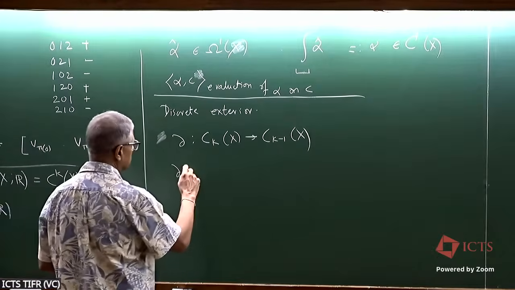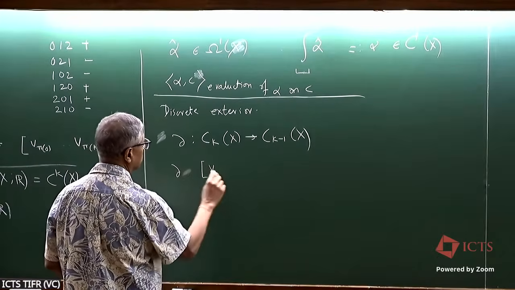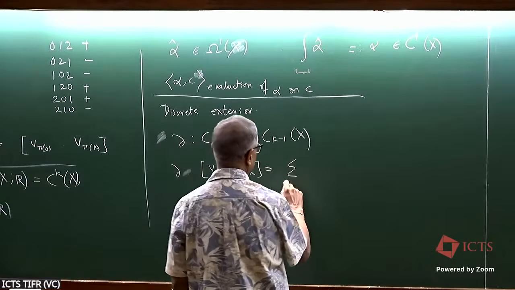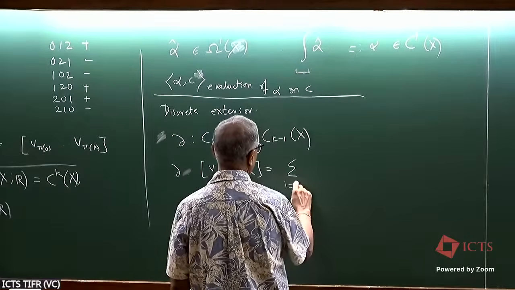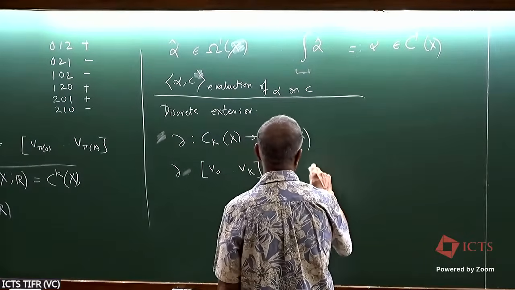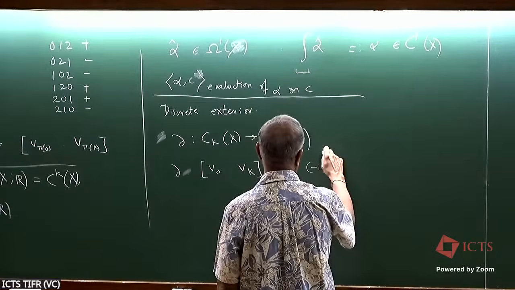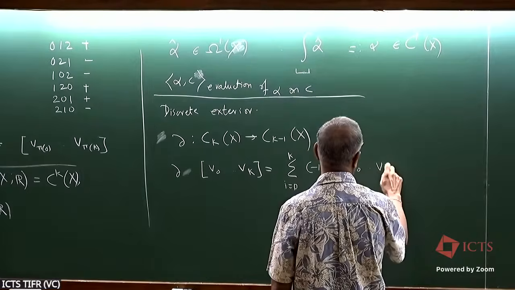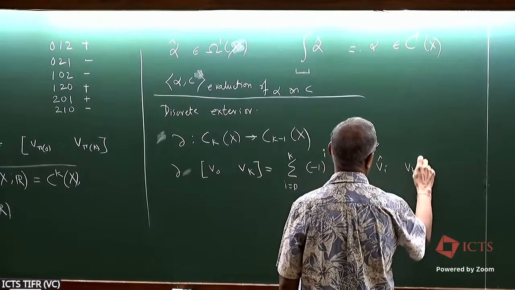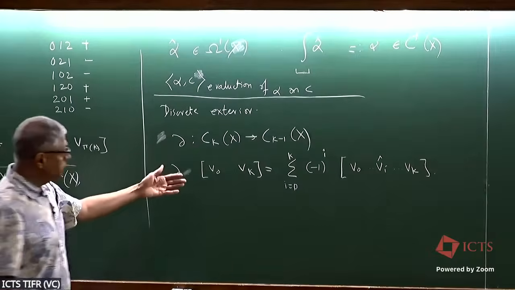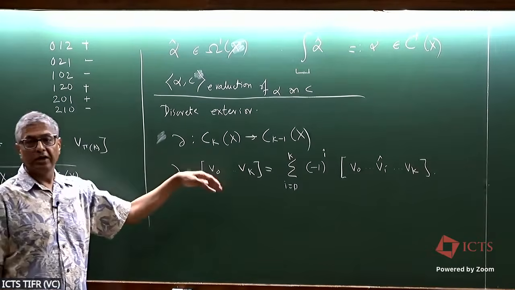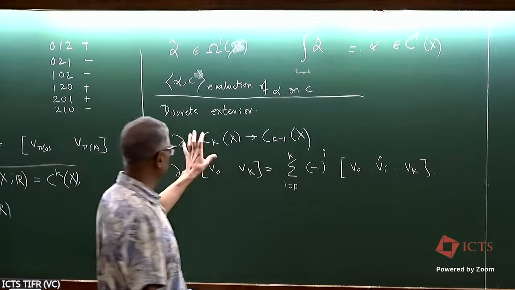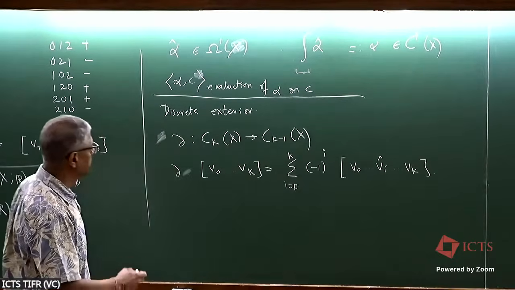What it does is, the boundary of V0 through Vk will be the summation over i from 0 to k of minus 1 to the i, times the face obtained by deleting the ith vertex. So you define it for simplices, and then you say, okay, a chain is just a linear combination of the simplices. So extend this boundary to a homomorphism between this chain group and this chain group.